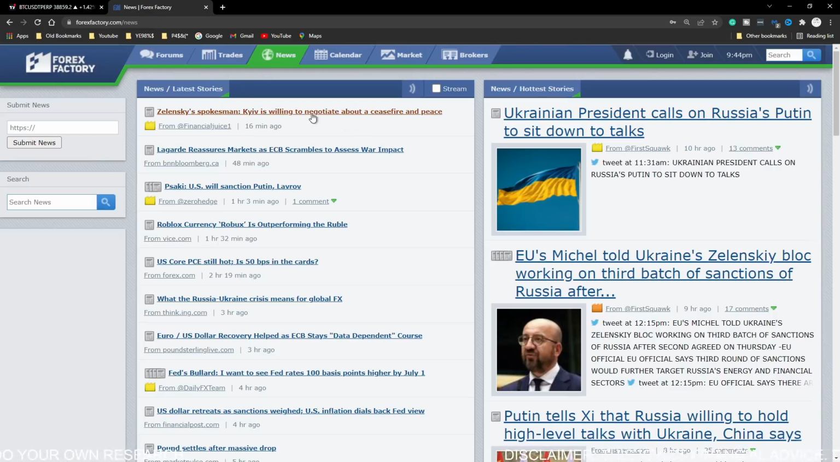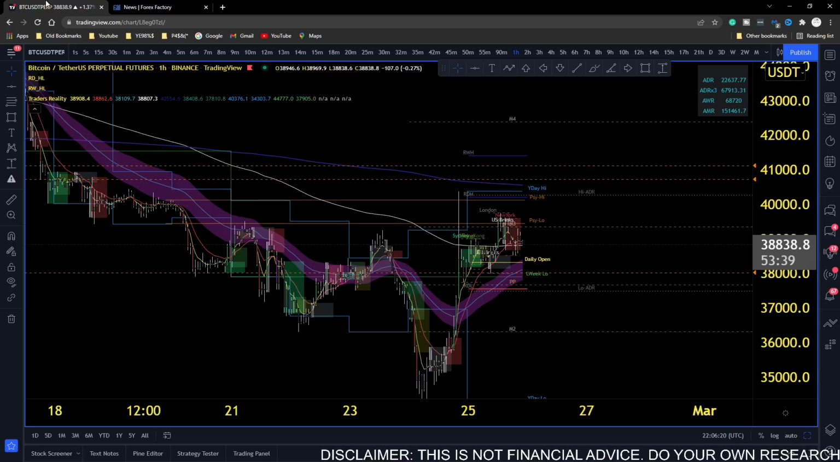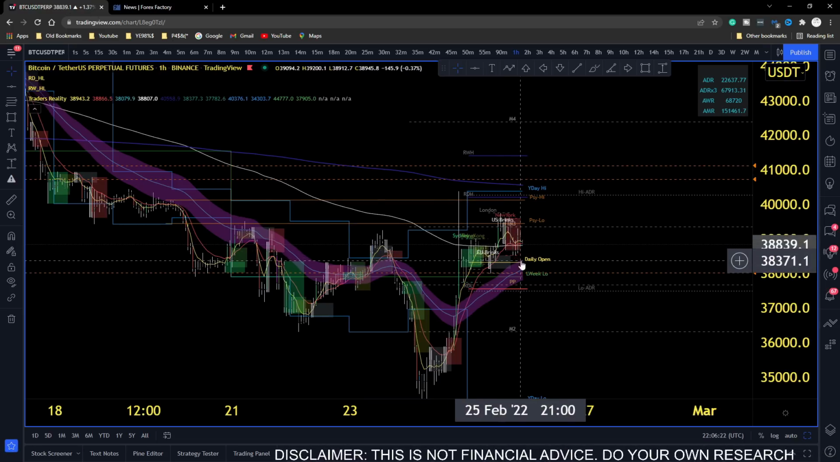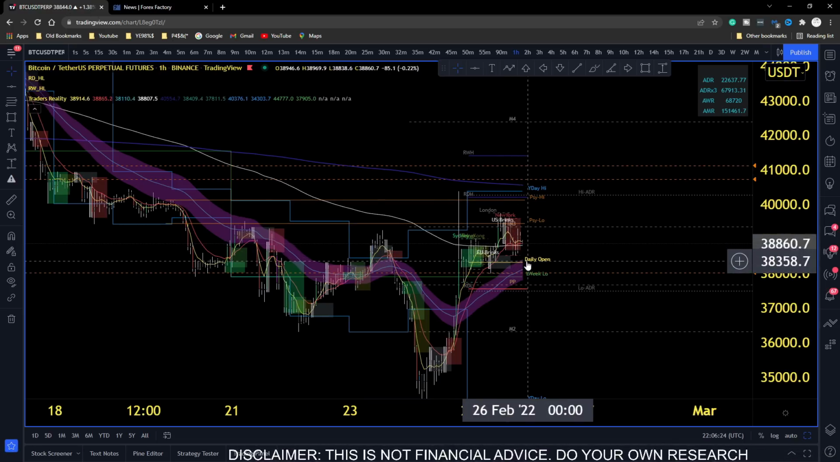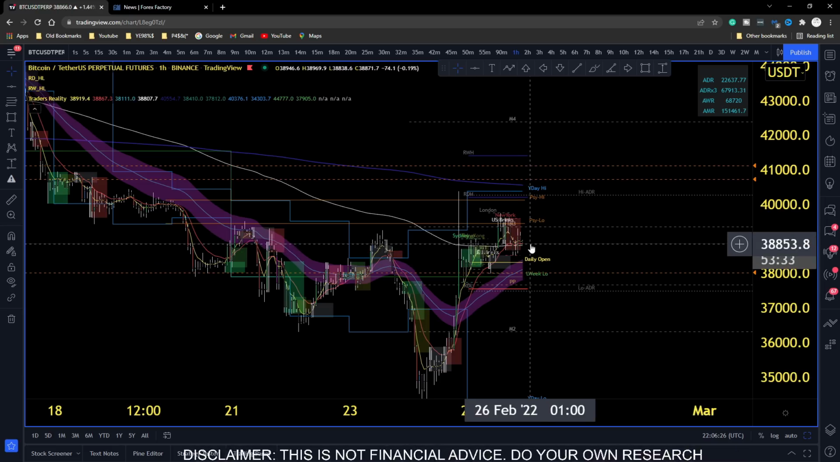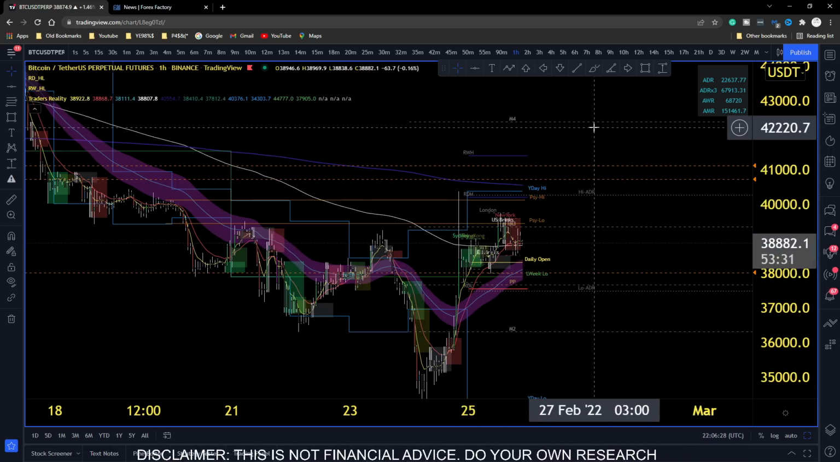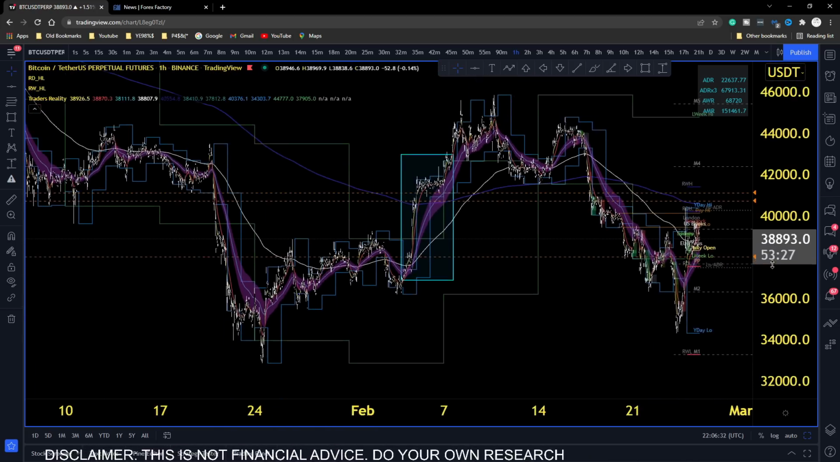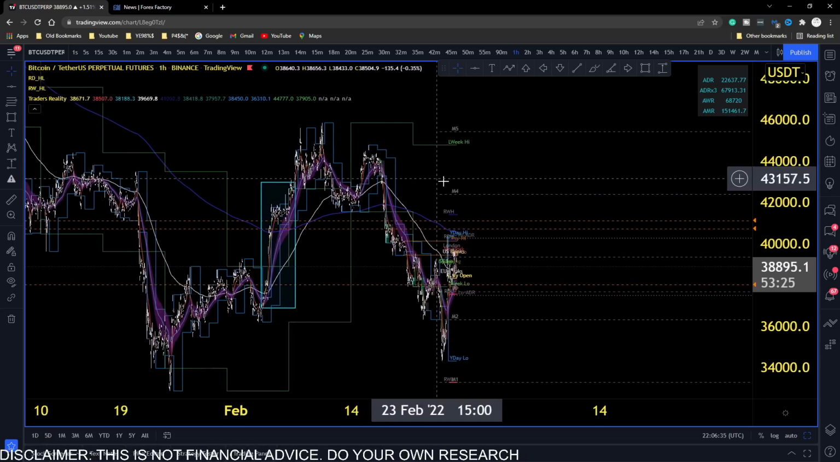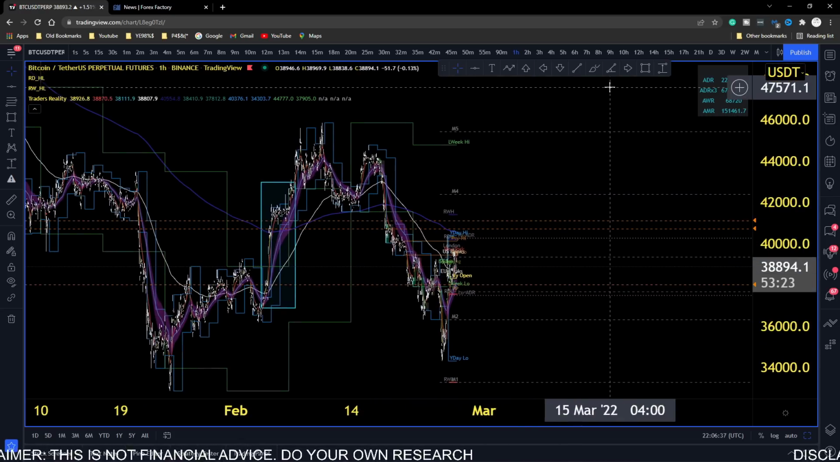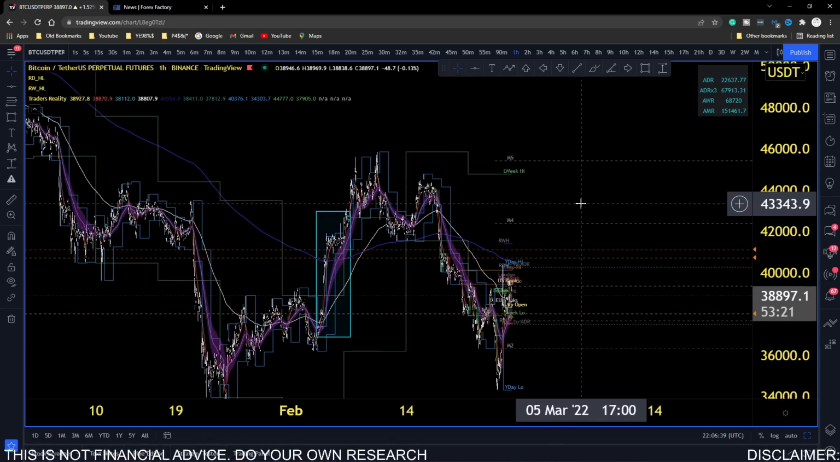Ukraine, Russia, ceasefire. We're always going to have this issue with the interest rates of the US. If that's the case, ladies and gentlemen, then hopefully we hear some good news and price continues up. If this pattern is going to play out, then we will be expecting a very good move to the upside if it does happen.